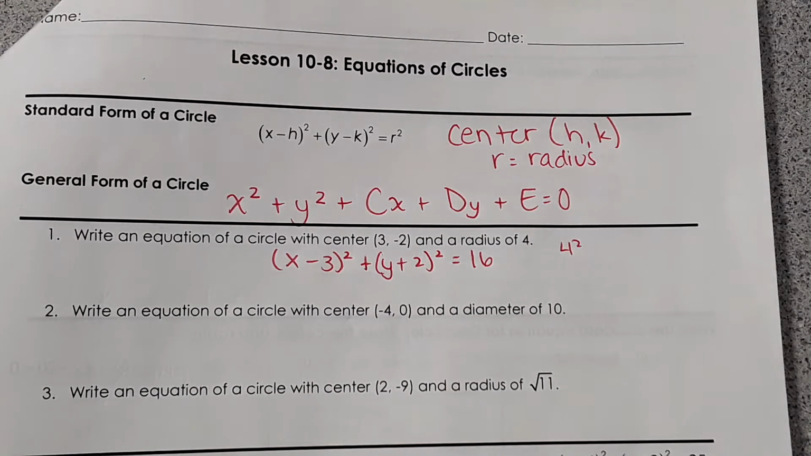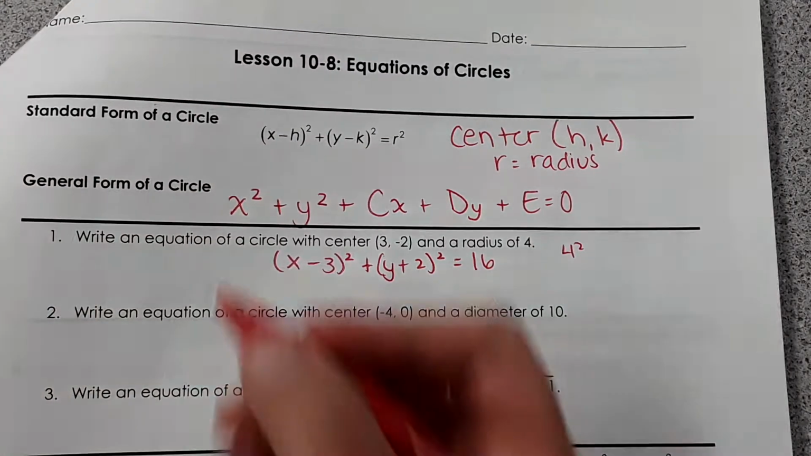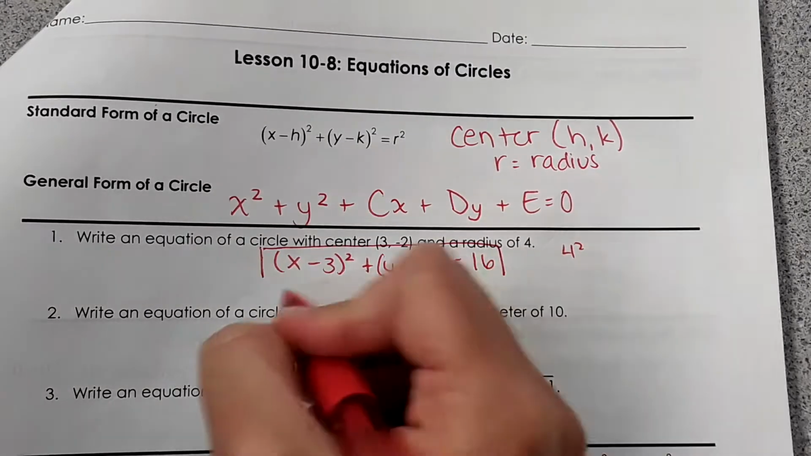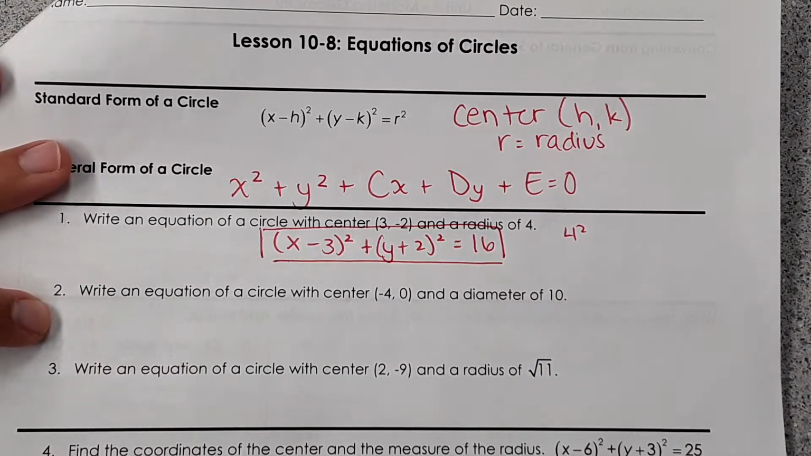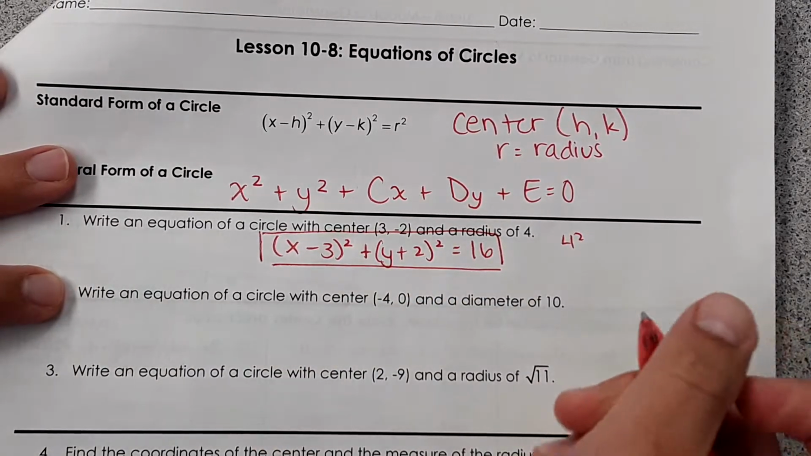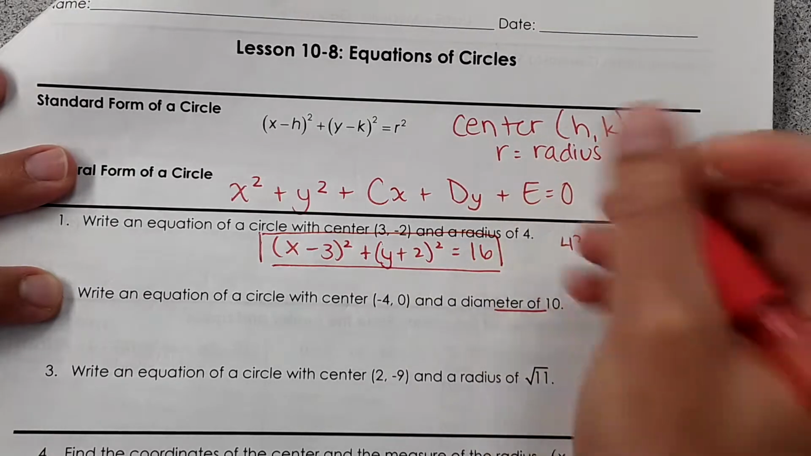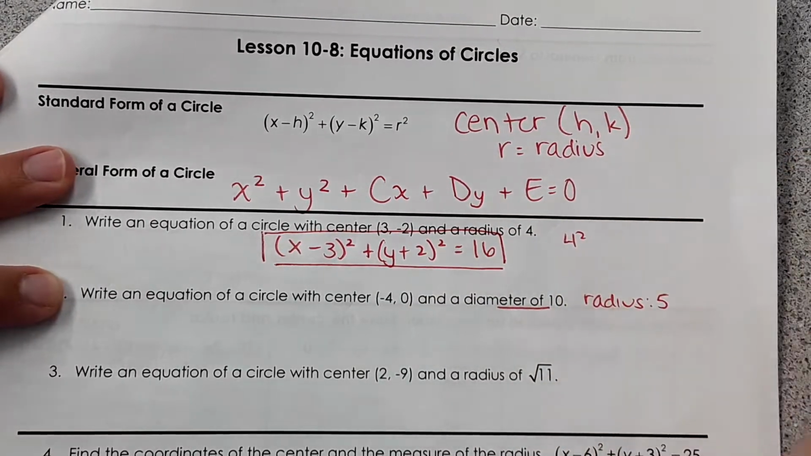So the way I remember where the numbers go is x always goes with the x and y always goes with the y, and that can help you. But that's the answer. Okay, number 2, we're going to do it again. Write an equation of a circle with center -4, 0, and a diameter of 10. We don't need diameter for the equation, we need radius. So the radius would be half of the diameter, which is 5.